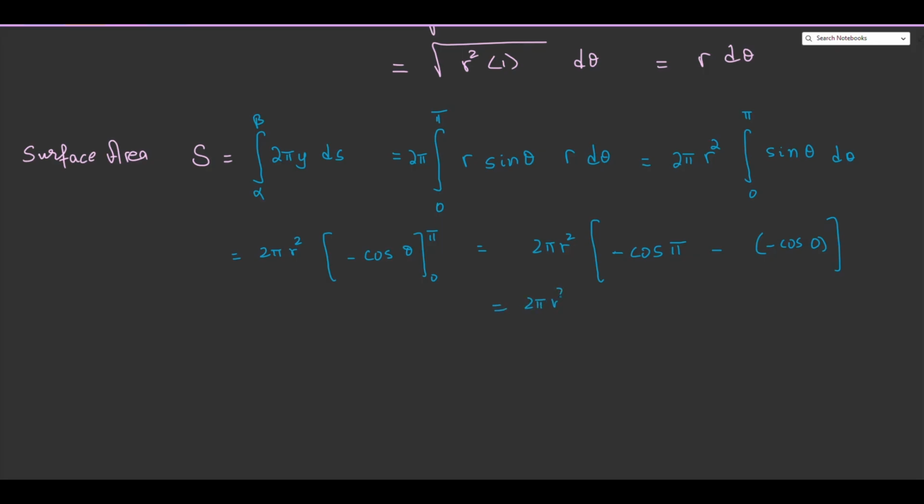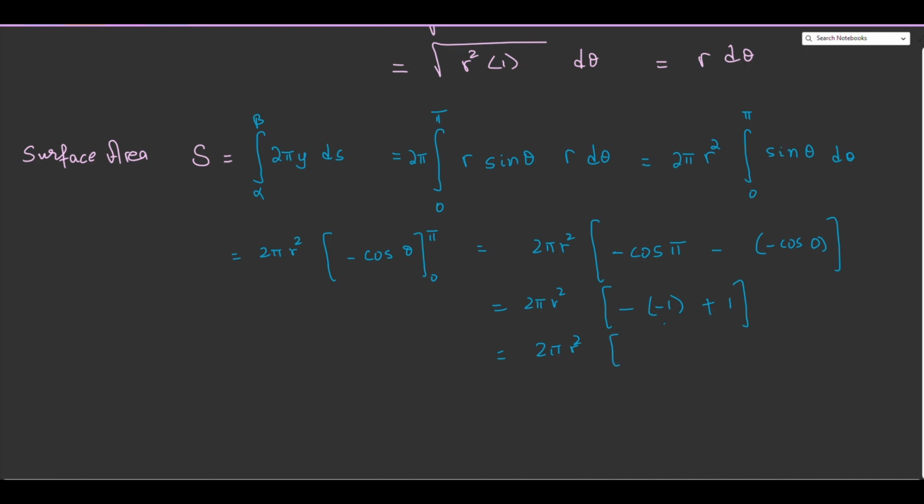2 pi r squared. What is the value of cosine pi? Cosine pi is equal to -1. And what is cosine 0? Cosine 0 is 1. This minus minus becomes plus 1. Then it will become 2 pi r squared.